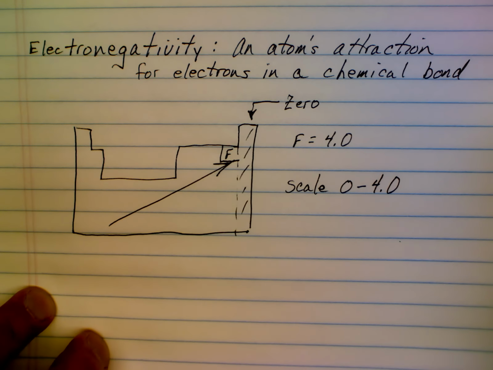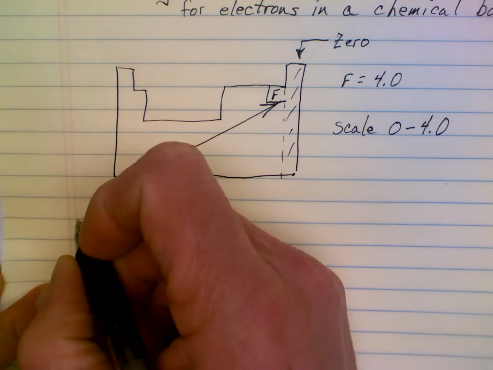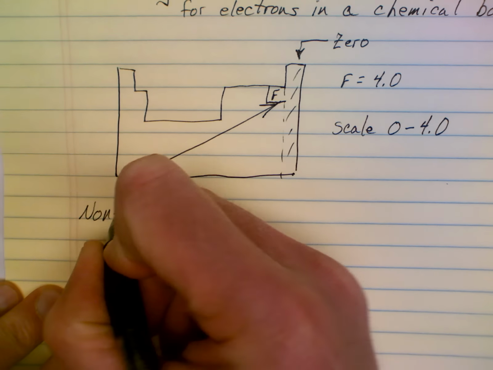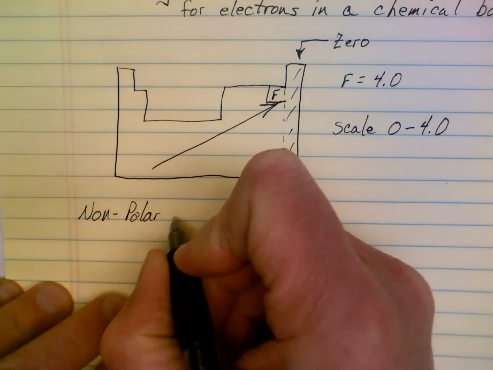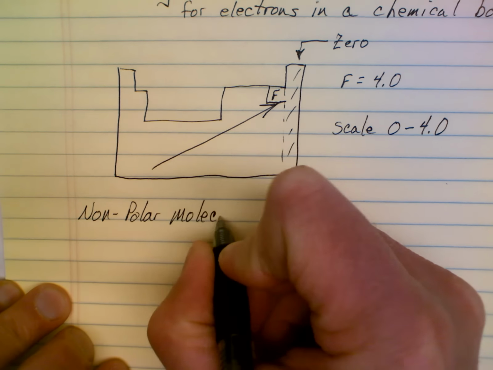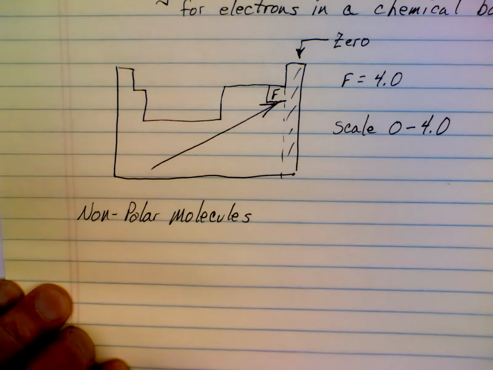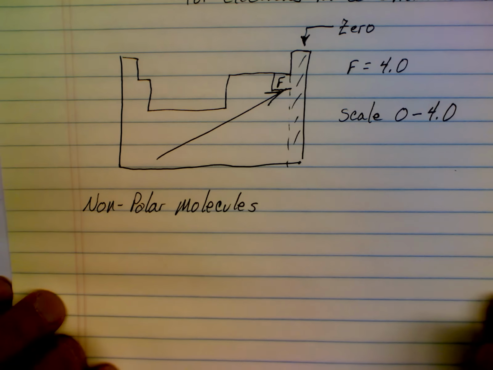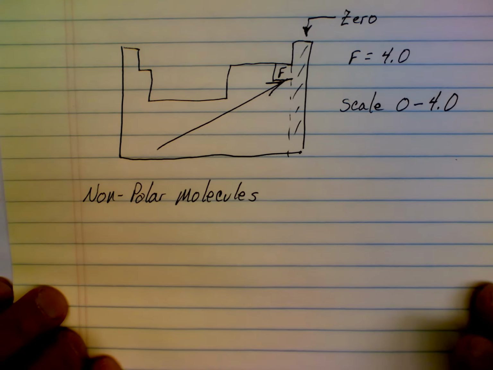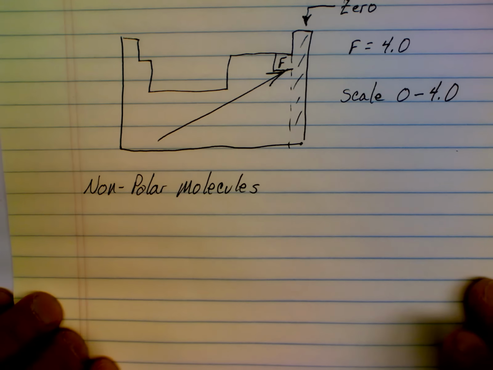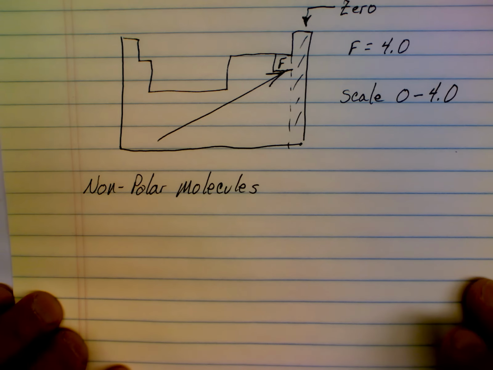When we consider how atoms are bonded together, and we look at their electronegativity difference, we can determine if a molecule is going to be polar or nonpolar. So let's take, for example, nonpolar molecules. Nonpolar molecules would be molecules that don't have polar bonds. That means the electronegativities of the elements involved will be relatively close to each other.